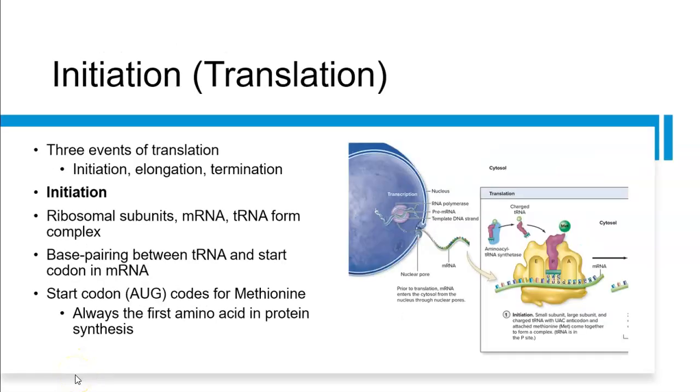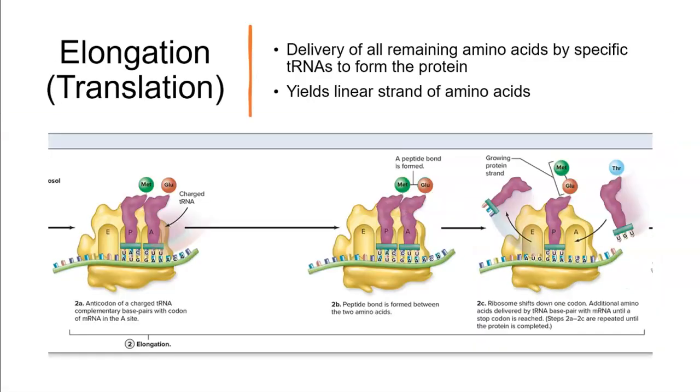Just like we had initiation, elongation, and termination as the 3 steps of transcription, we have the same 3 steps in translation. So initiation is simply getting everything together. The ribosomal subunits, the large and the small, will form a complex with the messenger RNA and the transfer RNA. Base pairing then between the transfer RNA and the start codon of the messenger RNA happens next. And remember that start codon is always AUG, so methionine is always that first amino acid. Now, we've initiated the process, we're ready to go.